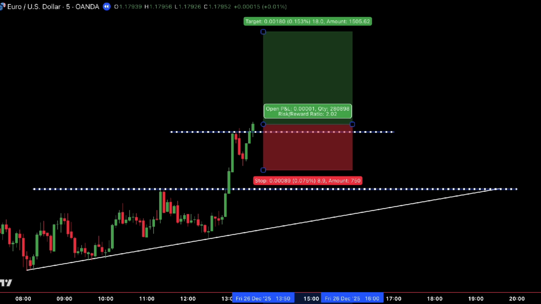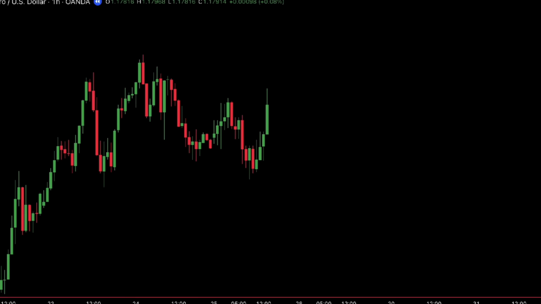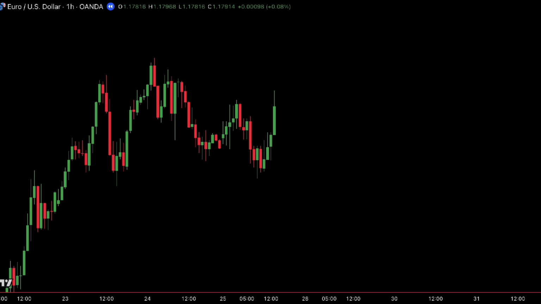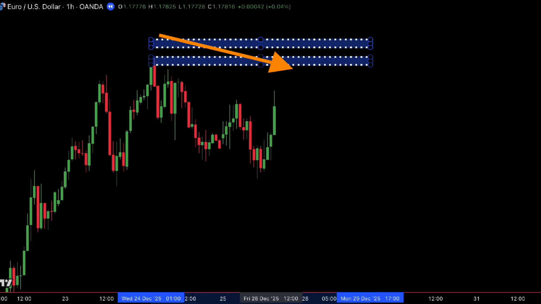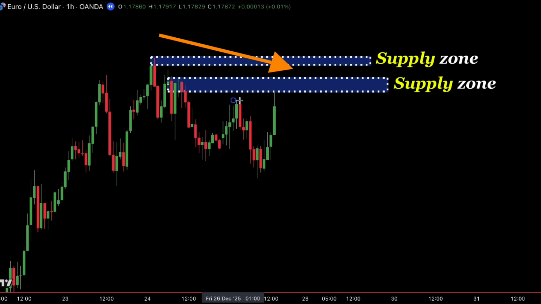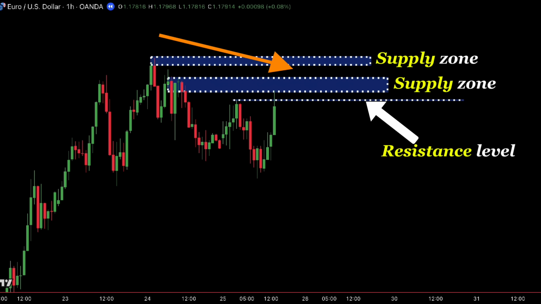But now let's pause and do what most traders don't do. Let's zoom out to the 1-hour time frame. On the hourly chart, the picture changes completely. Instead of a clean bullish environment, the market is actually trending downward. We can clearly identify a supply zone, followed by another supply zone, along with a resistance level above price. What's even more important is that price was recently rejected from this resistance and supply area.